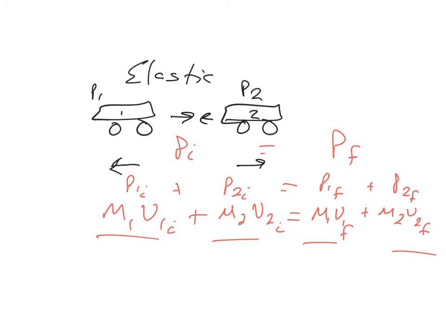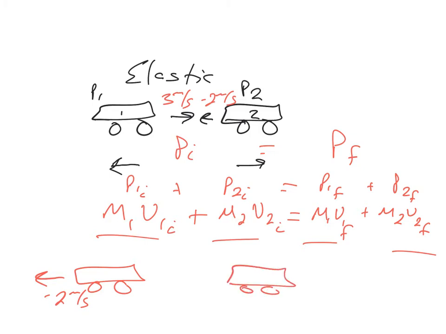If cart 1 was going to the right at 3 meters per second and cart 2 was going to the left at 2 meters per second, aka negative 2 meters per second, after the collision, cart 1 is going to be moving to the left at negative 2 meters per second, and cart 2 is going to be moving to the right at 3 meters per second. So the momentum keeps going as if nothing ever happened. That is an elastic collision. We saw this with a variety of collisions in the lab. All right, so let's move on then.